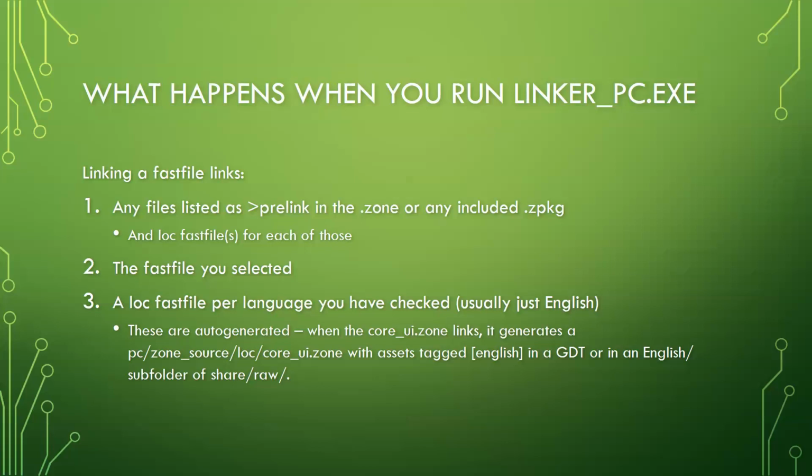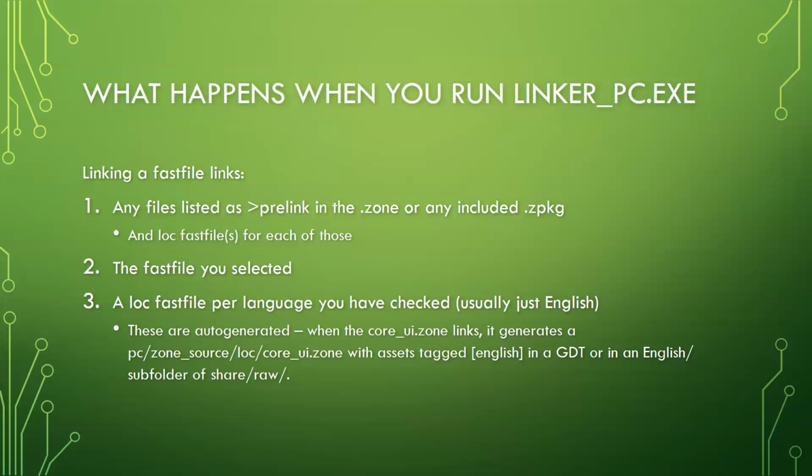So if you were to look at Task Manager with Control-Shift-Escape, you'd see probably two at a time. The main core all one, and then the sub fast file that's linking. So the first thing it does is anything listed with greater than prelink in the .zone or any included .z package, but hopefully we only do this in .zone files because otherwise it would be confusing.